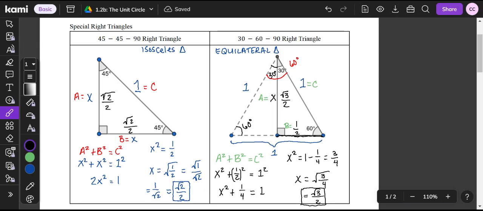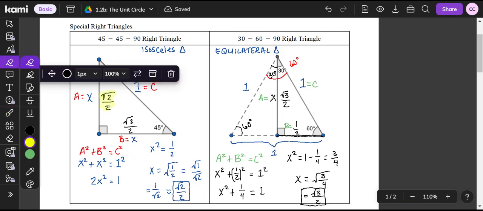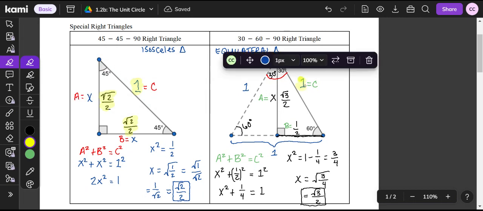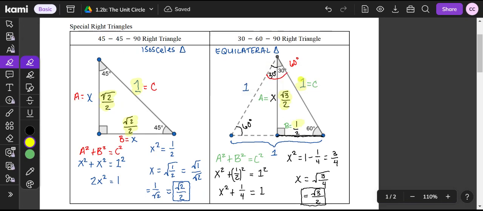All right, now I'm going to get out my highlighter and I'm going to highlight all of these values here because they are important and we will come back to them later on in the lesson.